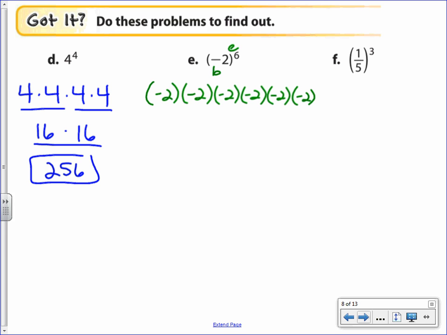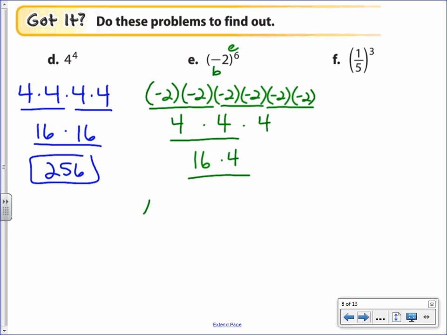Notice I'm using parentheses each time. Again, no calculator. Negative 2 times negative 2 is 4. Negative 2 times negative 2 is 4. Negative 2 times negative 2 is 4. 4 times 4, 16. 16 times 4, I know a lot of you already know that basic fact. That gives me an answer of 64. So negative 2 to the 6th power is a positive answer. It's 64.